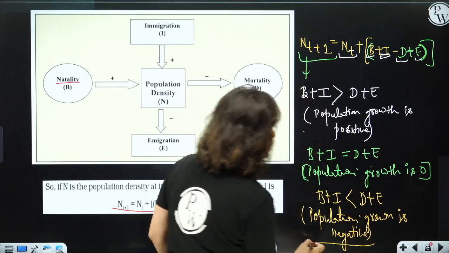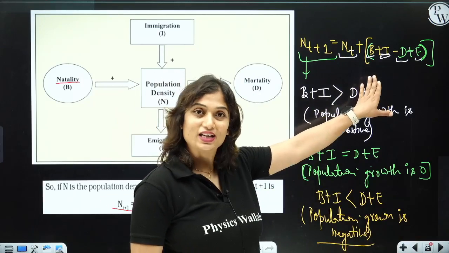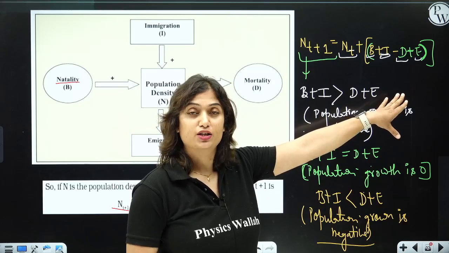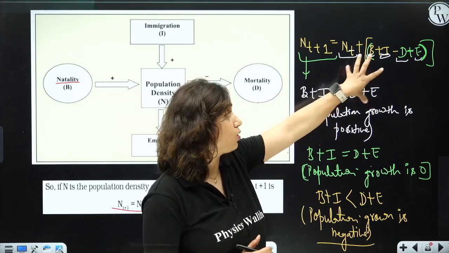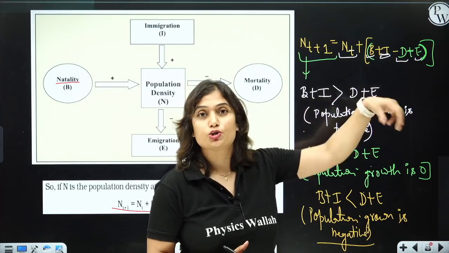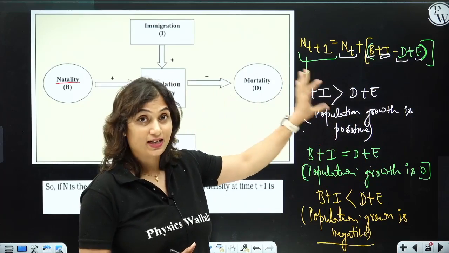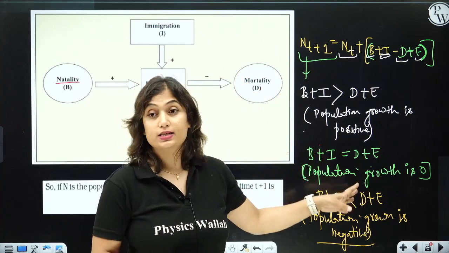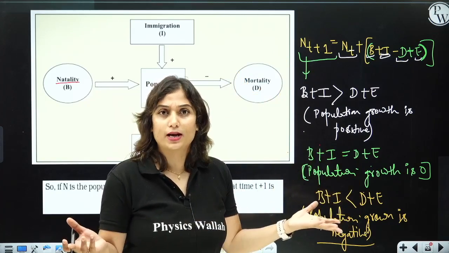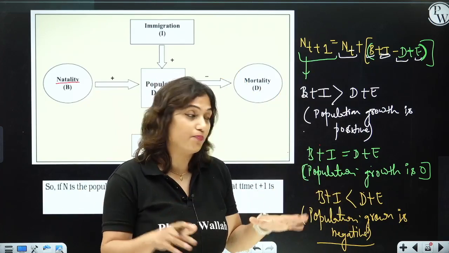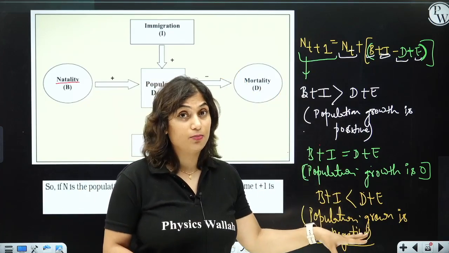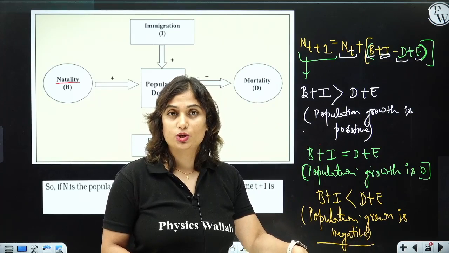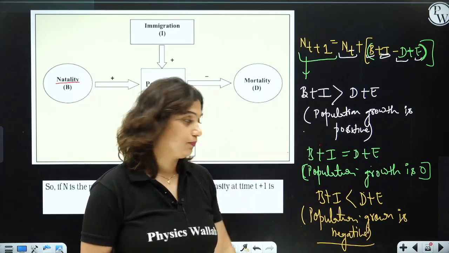So B plus I are the two factors which increase the population, and D, death rate, and E, emigration, are the factors which decrease the population. Together all these four control the population growth. If B plus I is greater, the population size will increase. If B plus I is equal to D plus E, there will be no growth, the population size will remain the same. But if B plus I is lesser than D plus E, the population will show negative growth. That means the population size, the population density, will decrease.